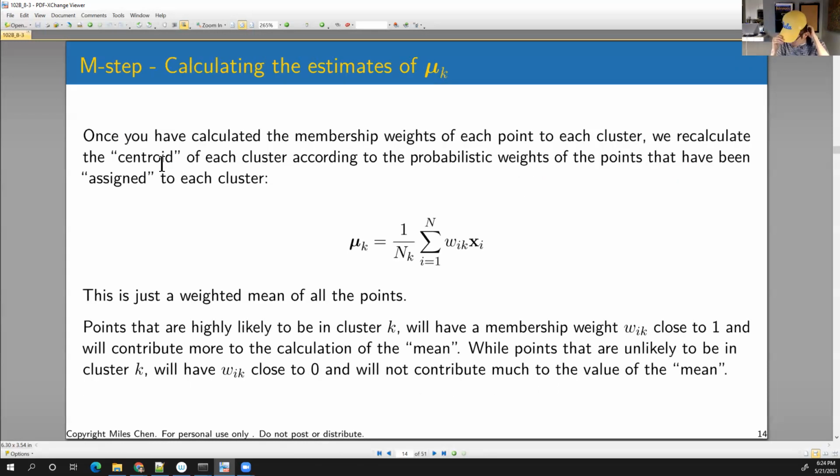And then once you've calculated your membership weights for every point, the probability this point belongs to this cluster and the probability of this point belonging to the other clusters, we have to recalculate the centroids, or the means, of each cluster. And we're going to have to recalculate the sigma matrix of each cluster, right? So it's an iterative process of calculating membership weights and then recalculating distribution parameters. And then we go back, recalculate membership weights, recalculate distribution parameters.